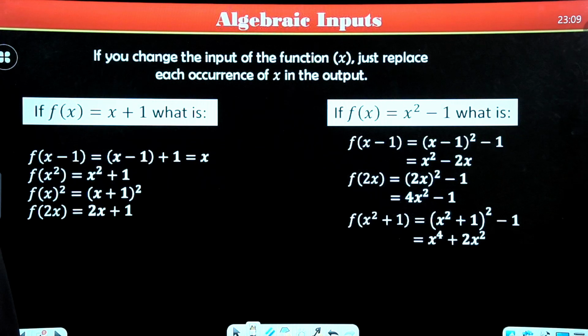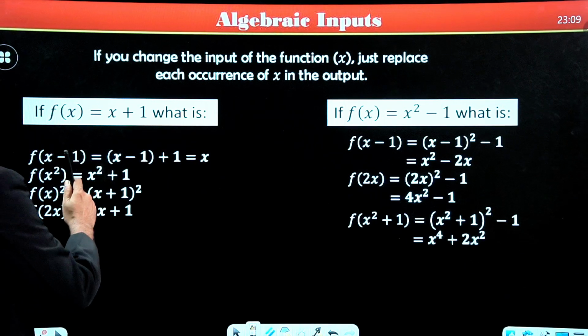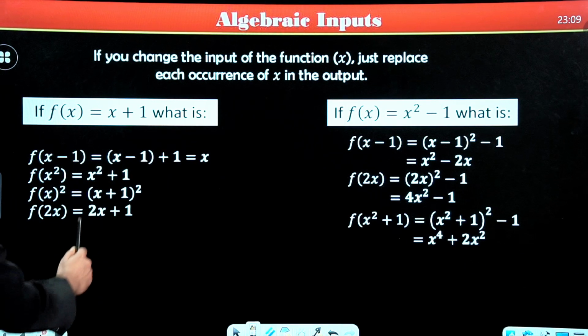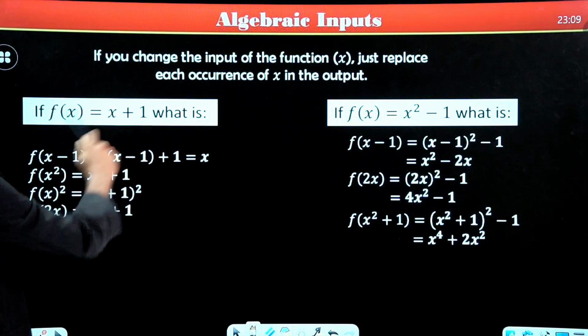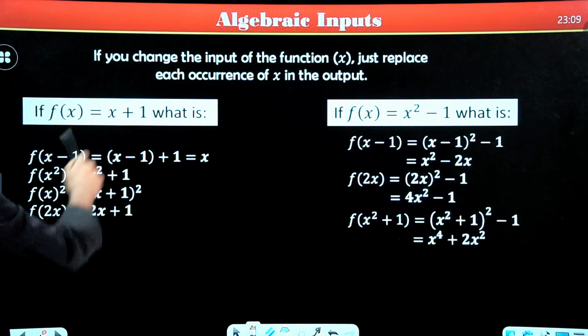So let's move further. Here the function is given, the function is defined as f of x equal to x plus 1.